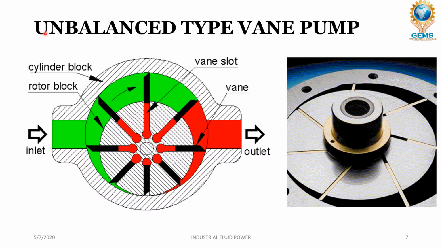So this is the schematic representation of the unbalanced type vane pump. This is the cylinder block, and inside this circle is the rotor block. This red symbol denotes the vane slot, and this black color denotes the vane. This is the inlet flow passage, and this is the exit flow passage. This is how it actually looks.